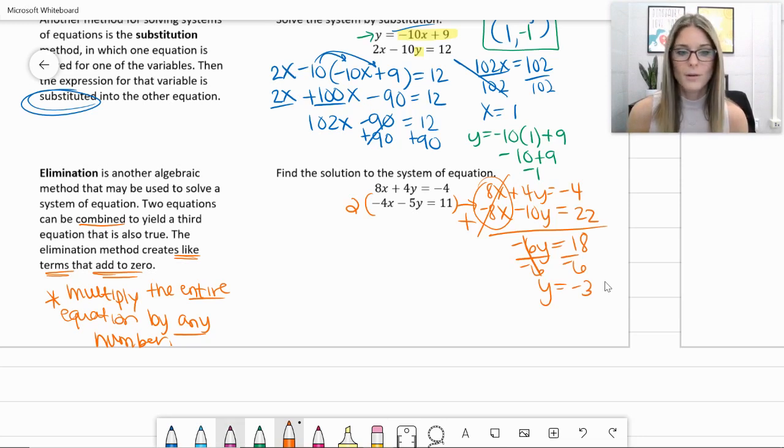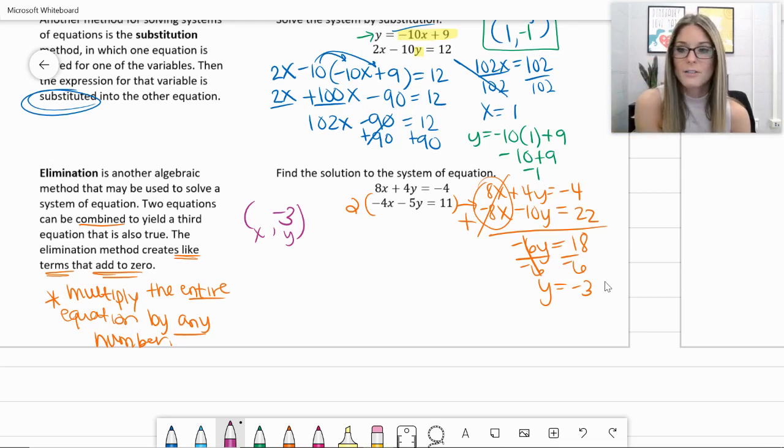Now, the whole point, what we were trying to do is find our intersection point, or the ordered pair that both equations share. So now I know that y is negative 3. That's the first part I got, was y. So we did a little bit of multiplication to one of our equations, so we would have opposite coefficients that would make 0 on one of our letters.